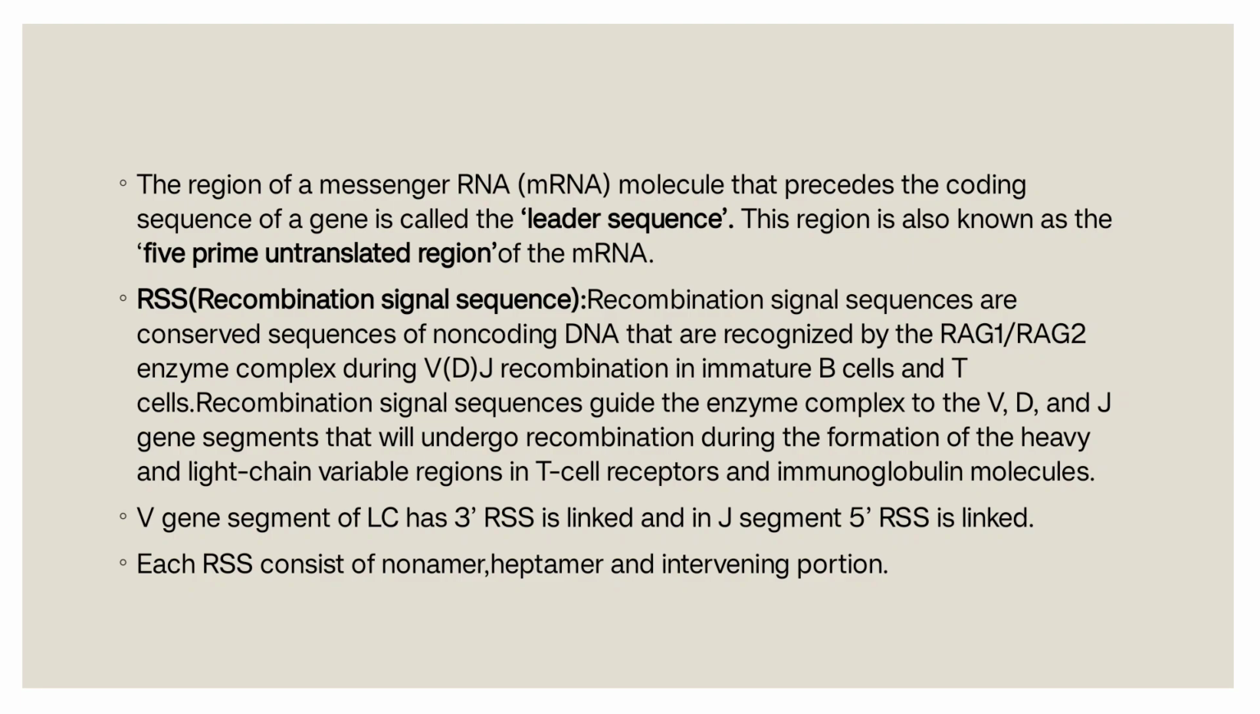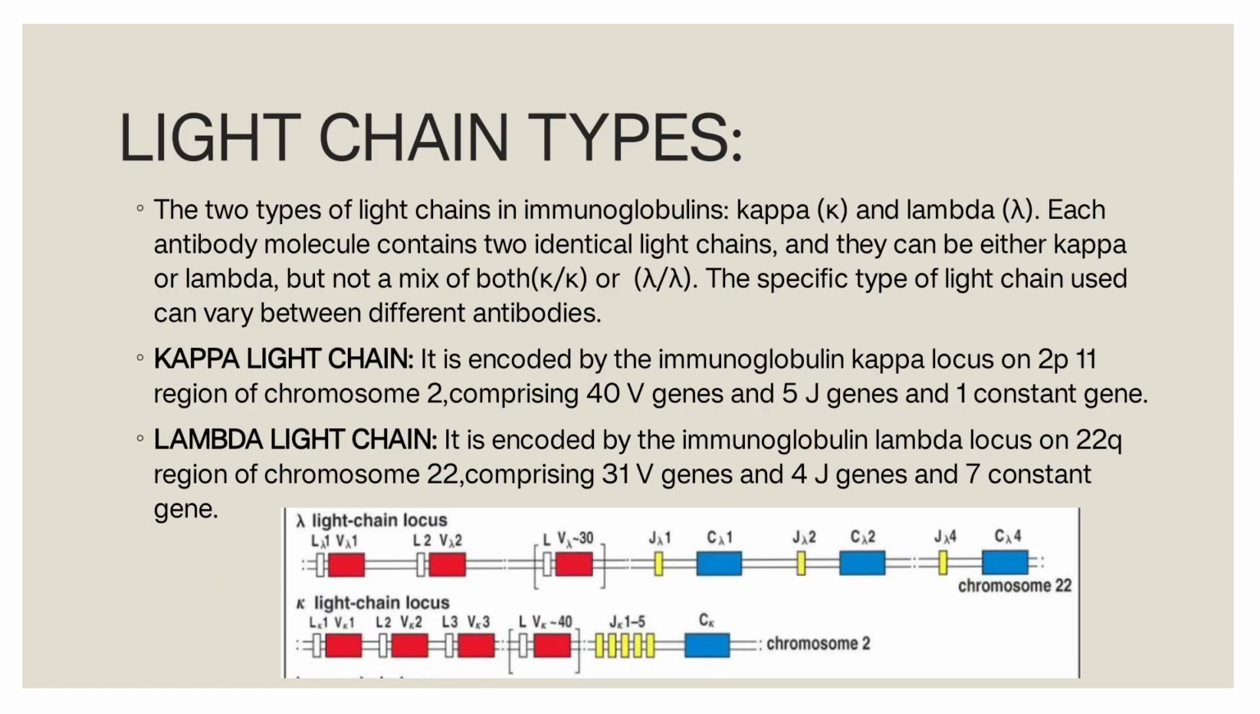The region of the messenger RNA or mRNA molecule that precedes the coding sequence of a gene is called the leader sequence. This region is also known as the 5' untranslated region of the mRNA. So this leader region will always be present in front of the variable region.